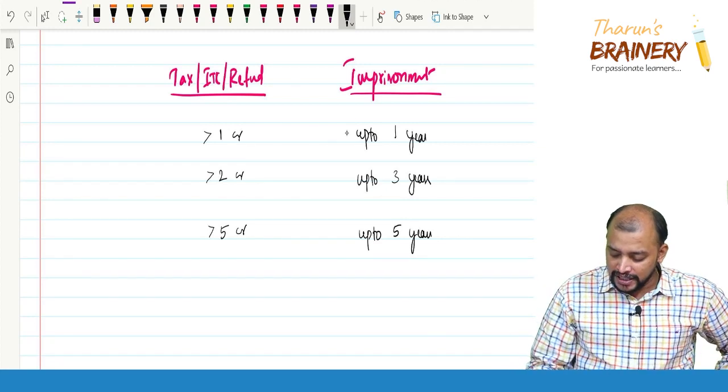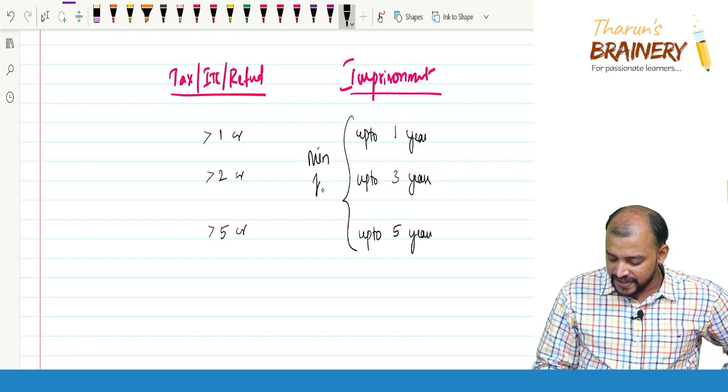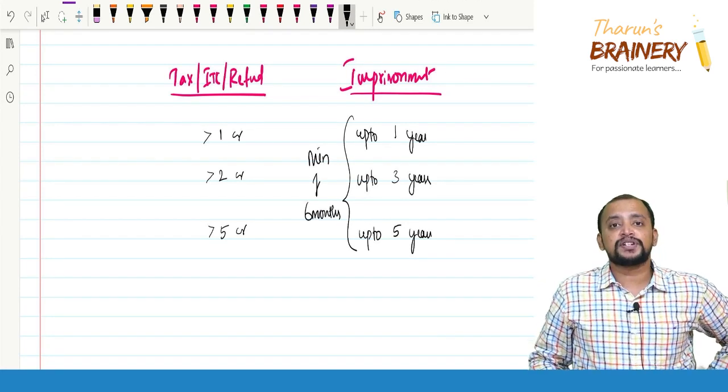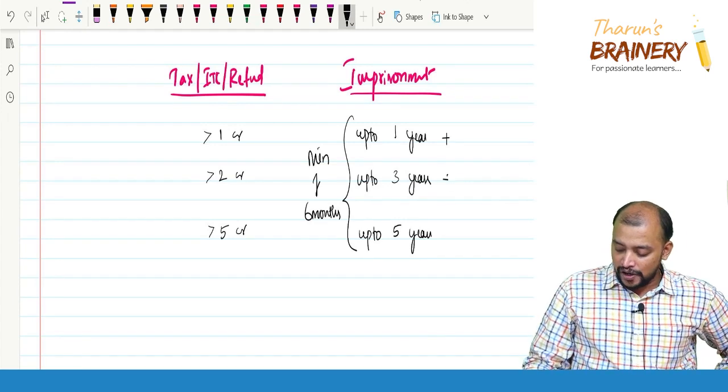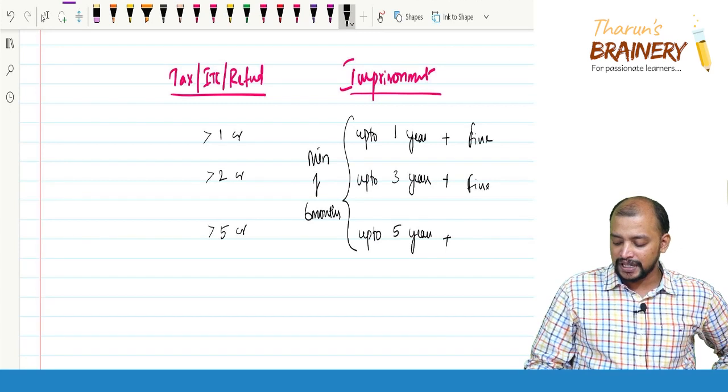Up to. And in all these three cases, there is a minimum imprisonment of 6 months, plus fine. Can you remember the imprisonment here?